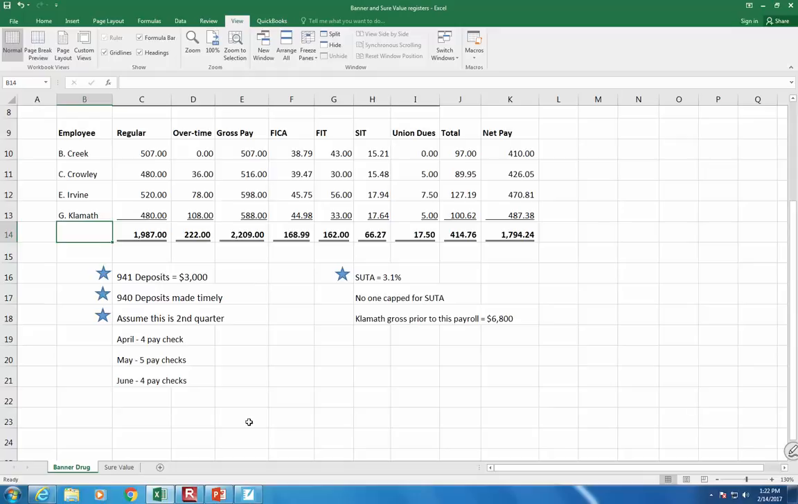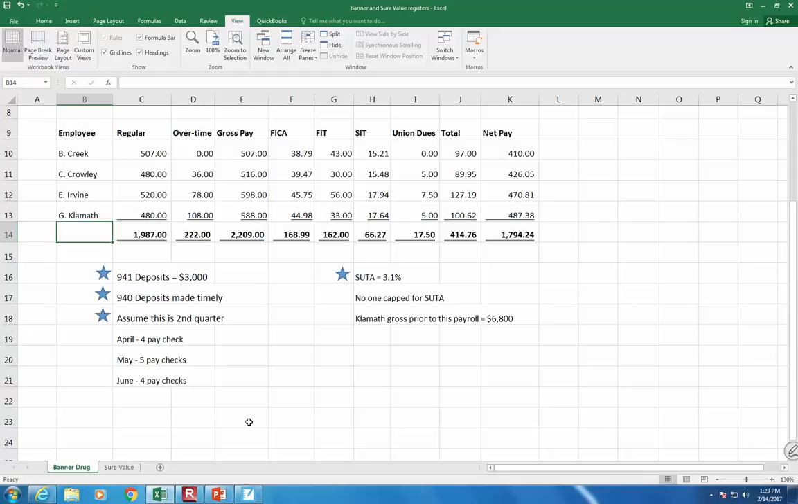Okay, how many times was I paid this quarter? 13, right? I'm weekly, so I've got to tell you that. 13 times. And gross paycheck, which number am I multiplying by 13? 2209. Yeah, it is the gross wages. And is it just regular, or is it regular plus overtime?